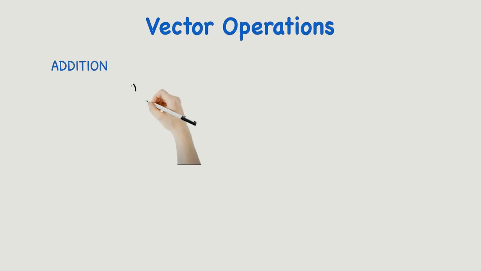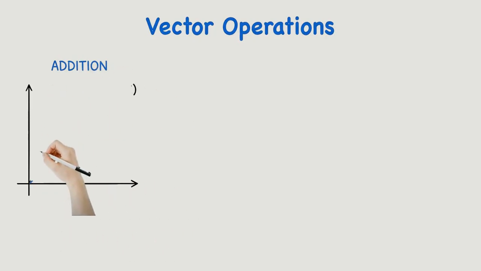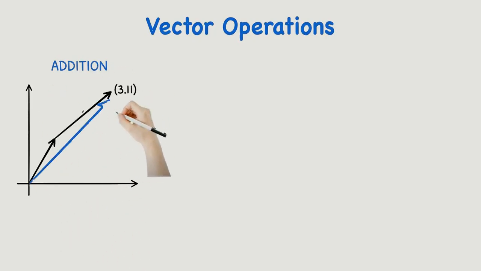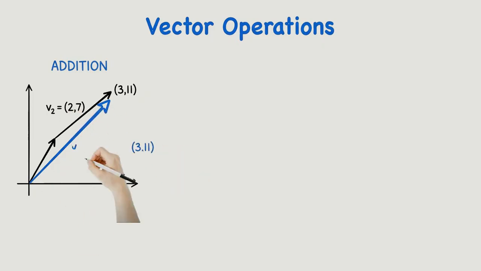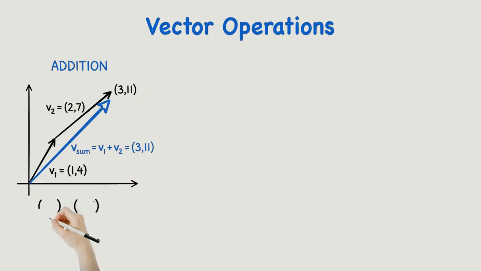Vector addition means combining movements. If one vector is 1, 4 and another is 2, 7, adding them means do the first move, then the second move. Algebraically, you add components. 1 plus 2 is 3. 4 plus 7 is 11. The result is 3, 11. Interpreted in words, the total movement is 3 right and 11 up.